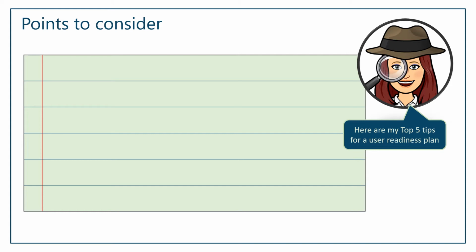So I'd like to share my top 5 tips when you're building a user readiness plan or creating your own change strategy within your organization. The very first one is considering the user readiness trifecta. This ties very nicely into what we talked about on the previous slide about ADKAR, right? The 3 things you want to consider in any change initiative are awareness, training, and support.